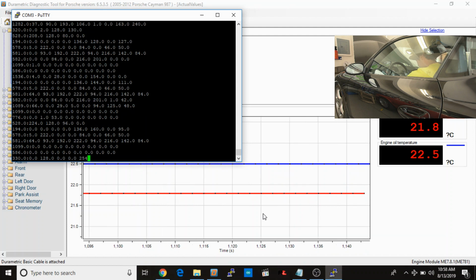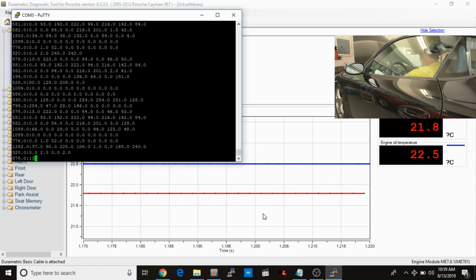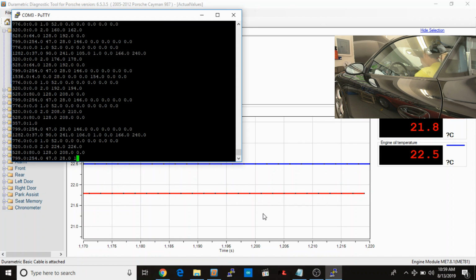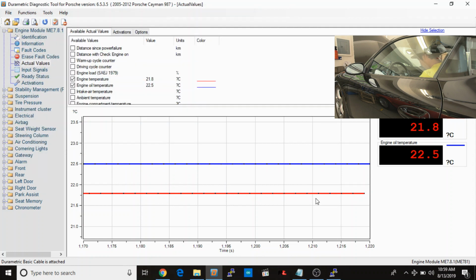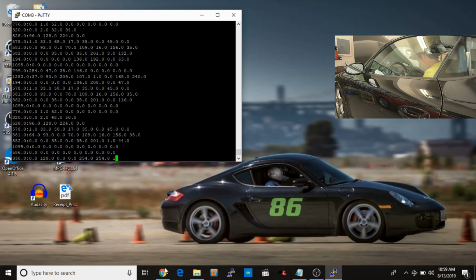So I'm going to go ahead and start the car here. I don't know if I'm going to lose connection and I'll have to restart this process, but we'll see. Yeah, it looks like the Durametric software lost connection. So I'm going to go ahead and close it. At least we got the initial starting values. Quickly pull this up.